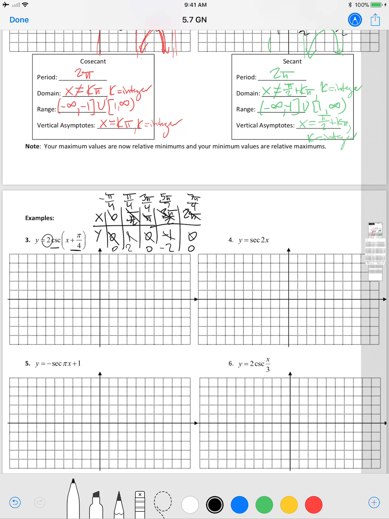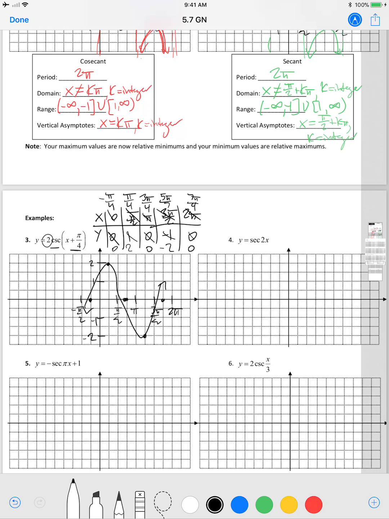And then I'm going to plot the sine. So negative pi over 4, we're going to call this pi over 2, pi over 2, pi, 3 pi over 2, 2 pi. So 1, negative 1. So here, here, here, here, and here. So here's my sine function.